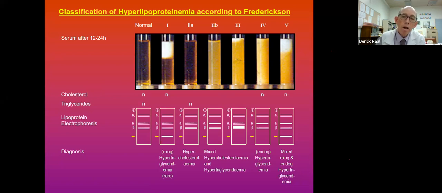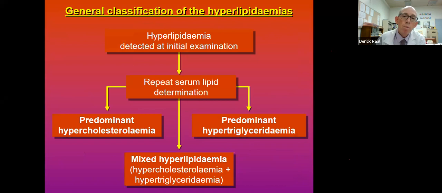Fortunately, we no longer have to do this, and we now rely on the laboratory, which can very rapidly give us a lipid profile. Our patients have their lipid profile done early in the morning, and when we see them an hour or so later, we have their latest lipid results. Based on the profile from the laboratory, we can see if the picture is predominantly a cholesterol problem, a mixed problem where both cholesterol and triglycerides are elevated, or predominantly a triglyceride problem.